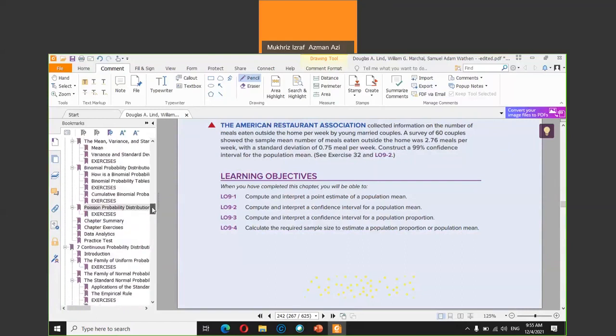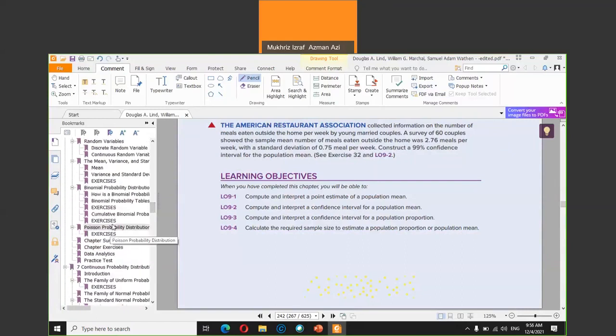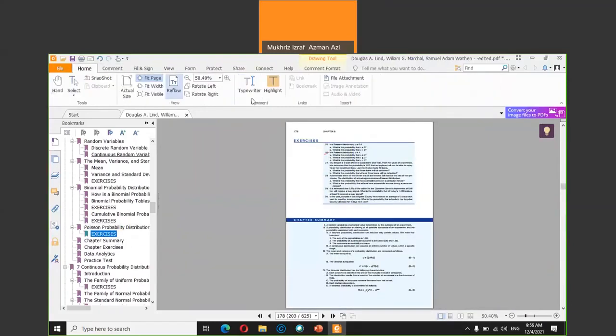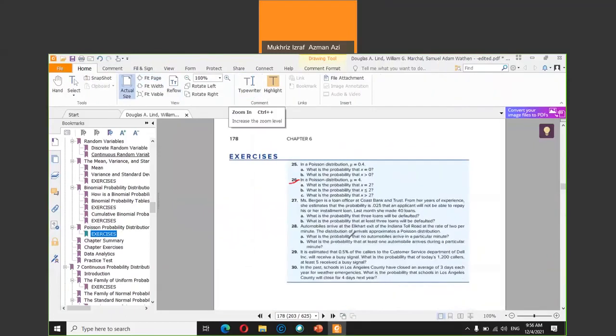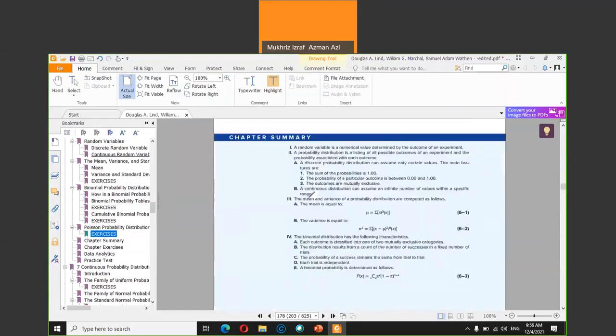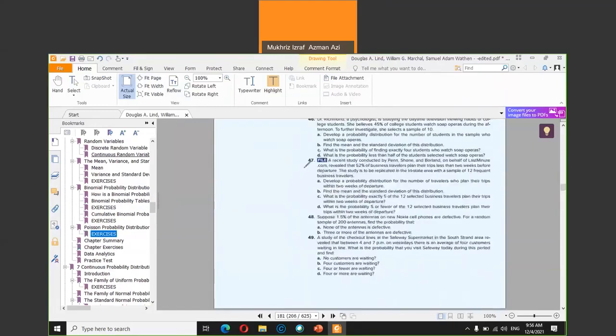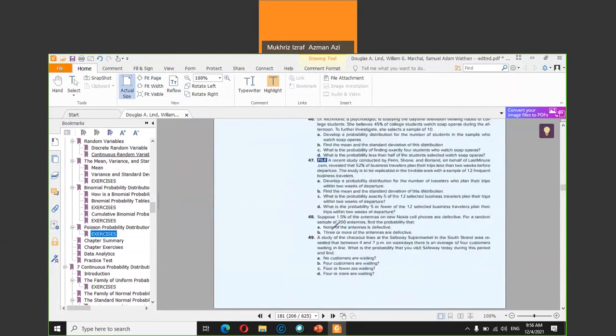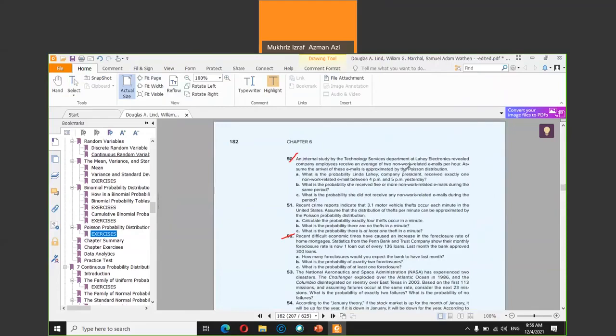Basically, you can use the table given, or you can also use the calculator provided. So here you can see questions number 26, 50 and 52. There are 3 questions that I require you to do. You can see that all of these are even-numbered questions. So let's see question number 52 first. I'm just giving you the keywords of what to do.